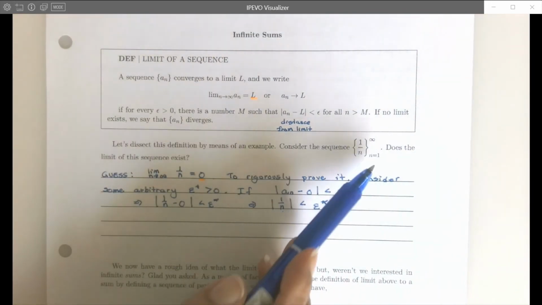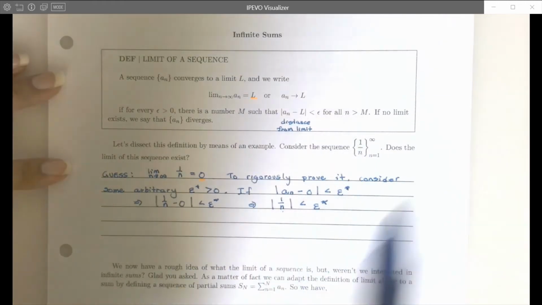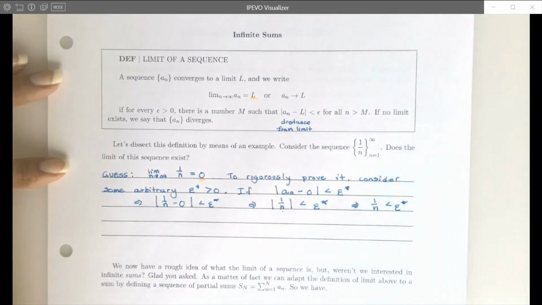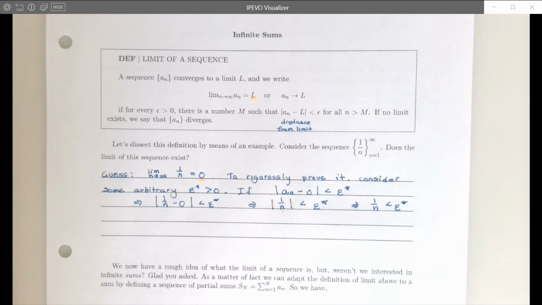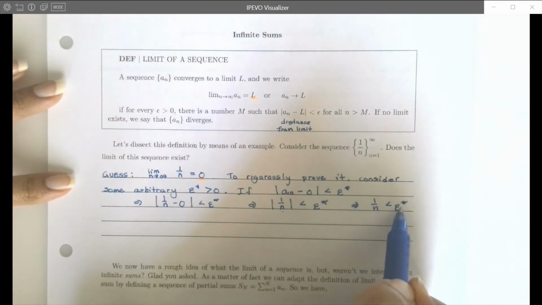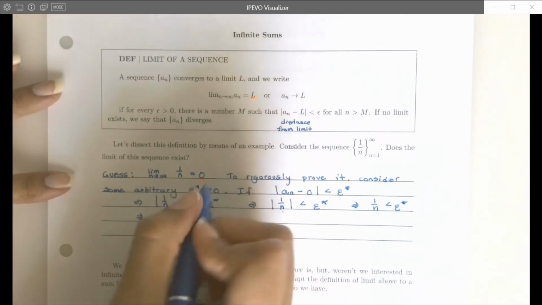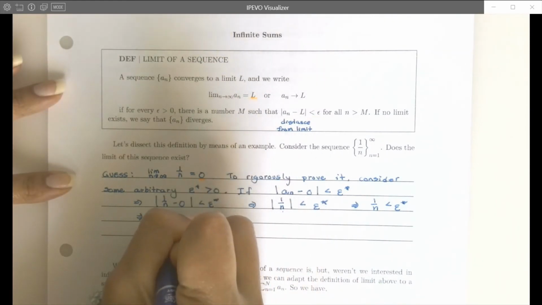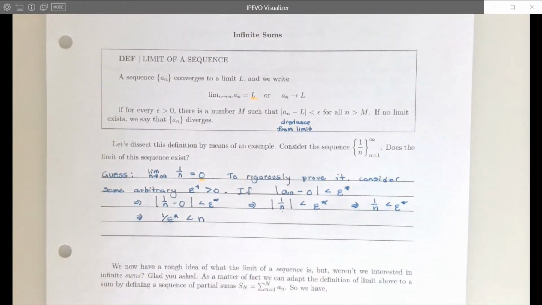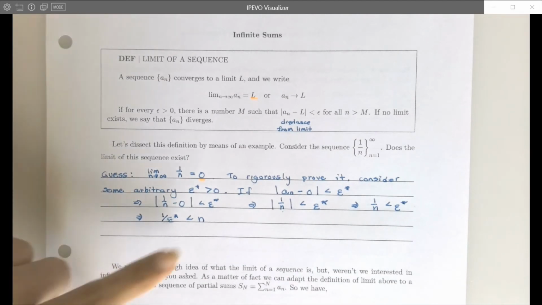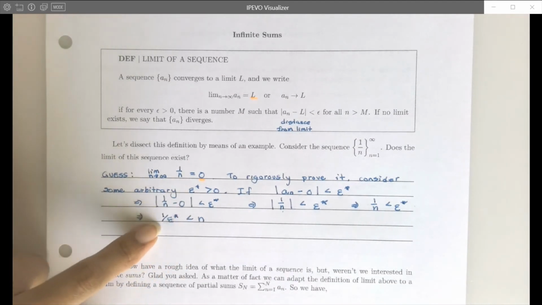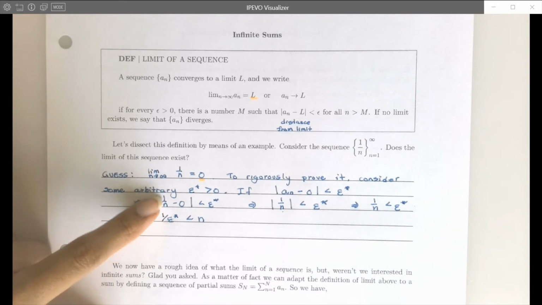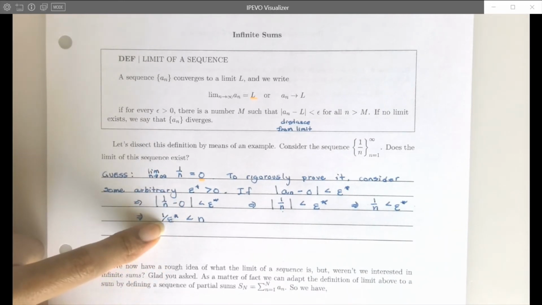And n is only positive values, right? It's 1 or greater, so the absolute value is simply 1 over n is less than epsilon star. If we solve for n, that means multiplying both sides by n and then dividing by epsilon star, we get that 1 over epsilon star has to be less than n. And so what this is saying is that if you pick any n value that is larger than 1 over epsilon, then you're guaranteed that the distance between 1 over n and 0 will be less than epsilon star.